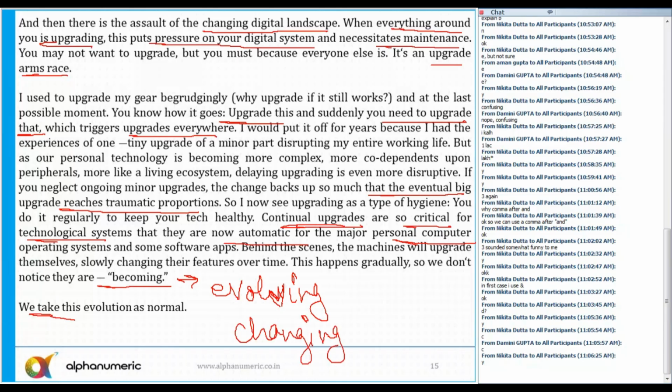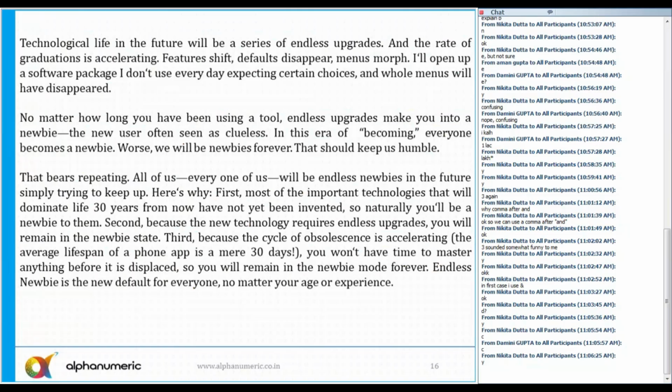We take this evolution as normal. This is something which happens normally. There is nothing surprising. And then he tells you that technological life in the future will be nothing but a series of endless upgrades. And the rate of upgrades is accelerating. No matter how long you have been using a tool, in the end, you will turn out to be a newbie. You will be a newbie forever.